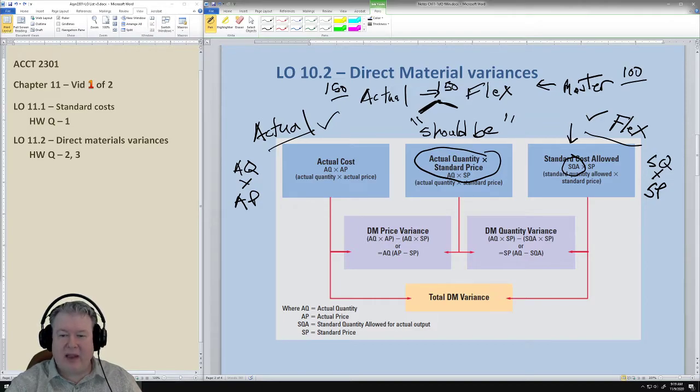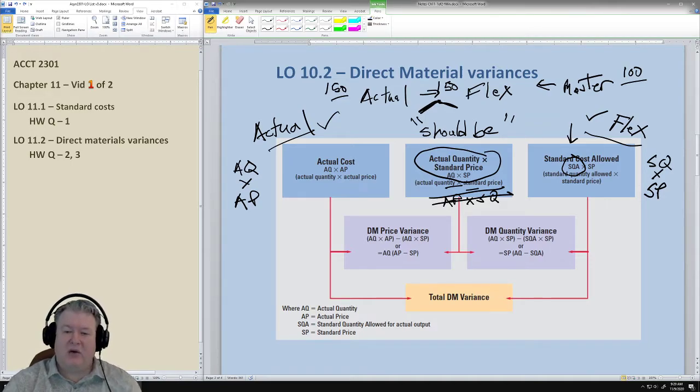And the important thing to remember is to not mix up the AQ and the SP. In other words, this middle part is not AP times SQ. It's not that. It is AQ times SP. In other words, it's the standard price that we're looking for in the actual quantity. Because remember, the flexible budget is based upon actual quantity.